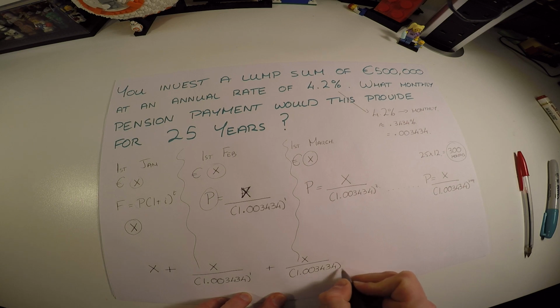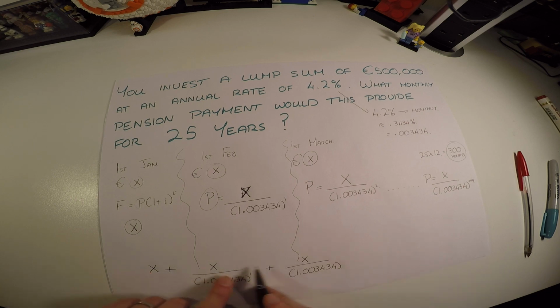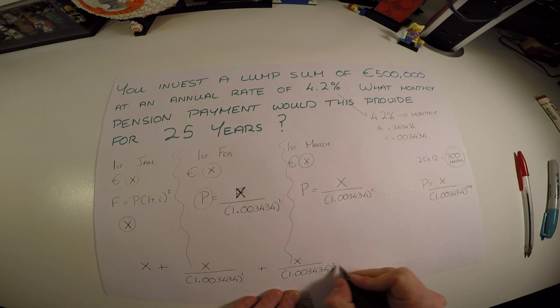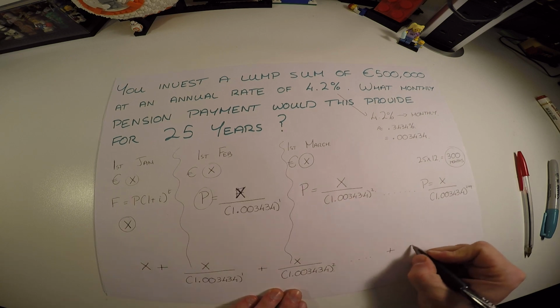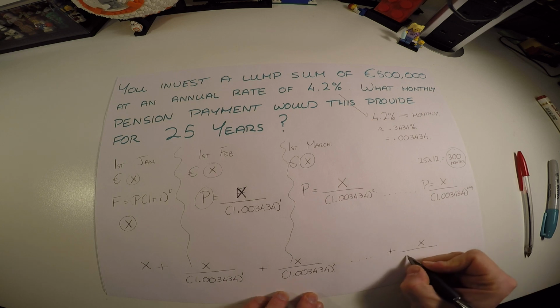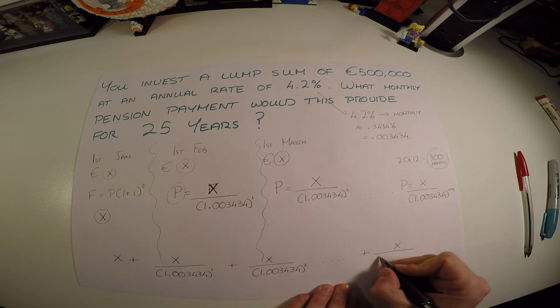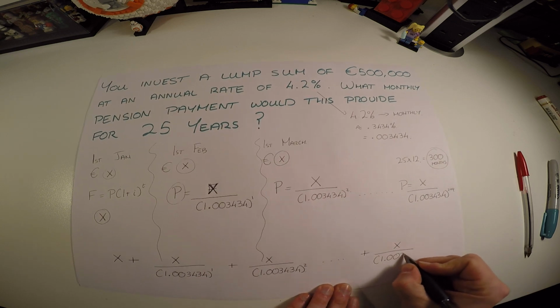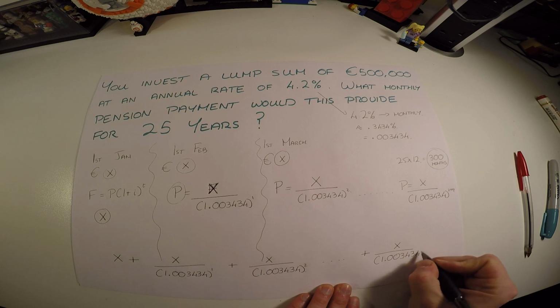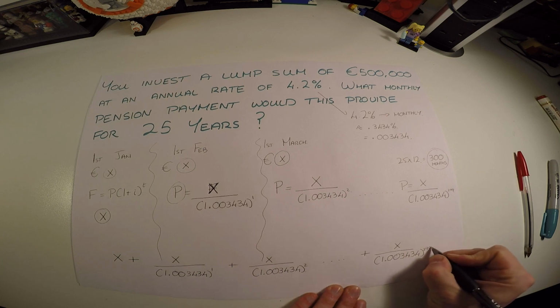Now remember, the last time we did this, we knew the payment each time at the top, but this time we don't. That's why they're all x's, okay? Up to the very last payment x that's going to go out, and that has a present value now of 1.003434. And of course, that's in there for 299 months.